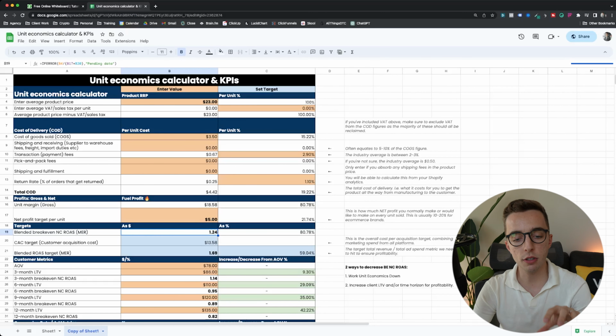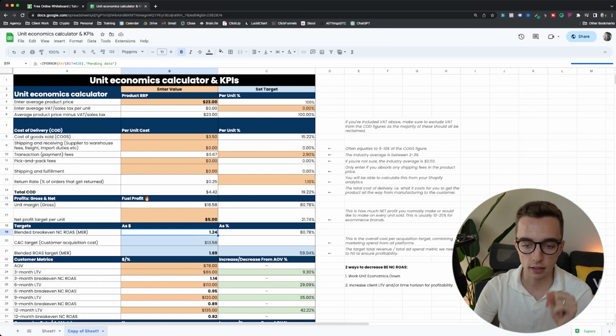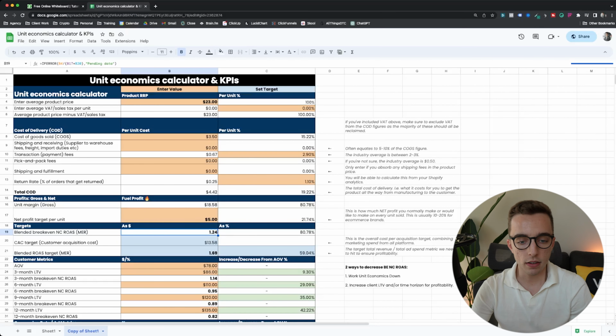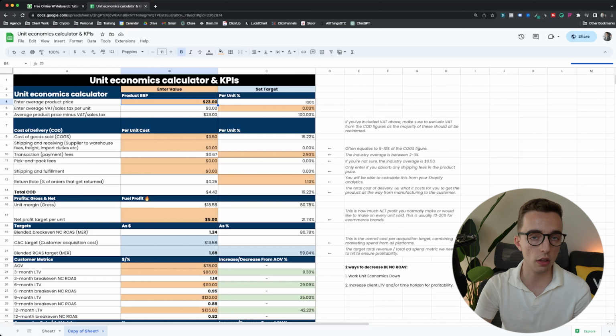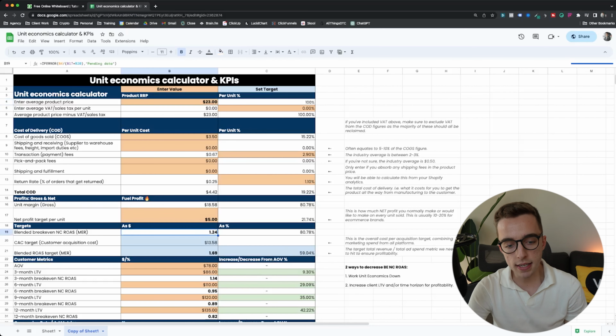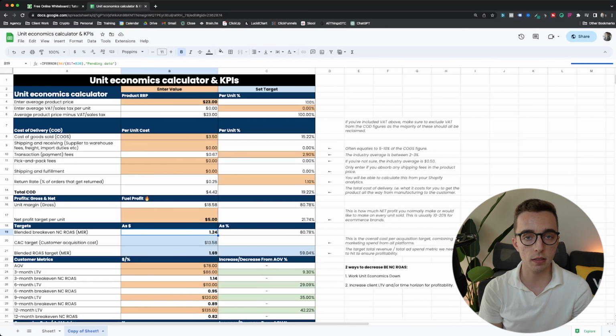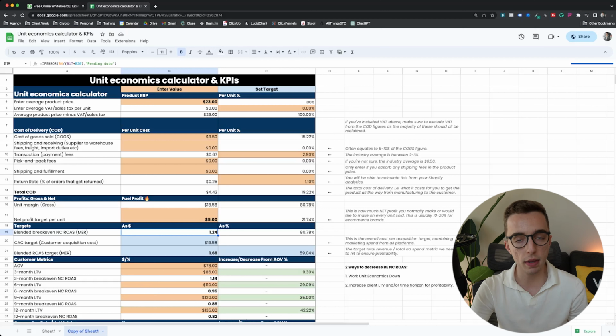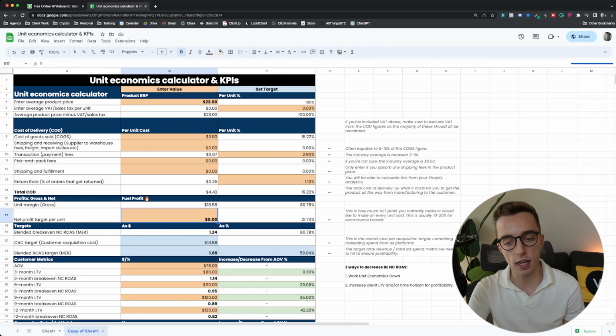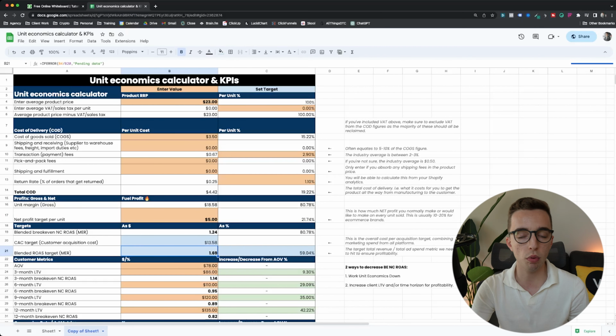So blended break-even new customer ROAS for that client would have been 1.24. Now that means based on a product sale or average product price or AOV, however you want to put it. That could be based on a product, a collection, or AOV, regardless of how you want to track that. My blended break-even new customer ROAS, if I want to acquire someone today and break even, is 1.24. That means I break even. I don't make any profit. So my target customer acquisition cost is 13 bucks. Now, if I aim to make a $5 profit per unit, then I aim essentially to have a 1.69 new customer ROAS right here.